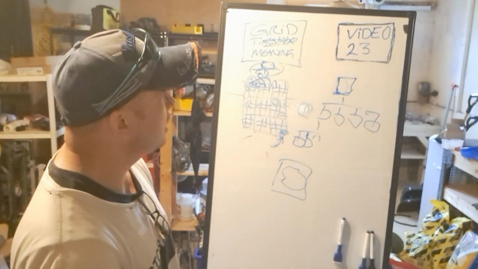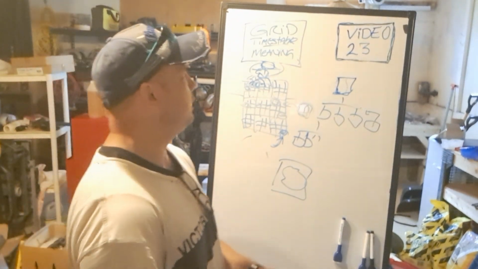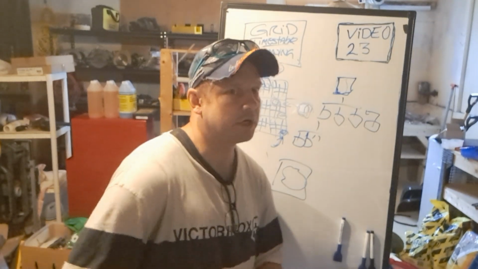So anyways, that's my idea on video 23, the grid times table meaning objective. Thanks.